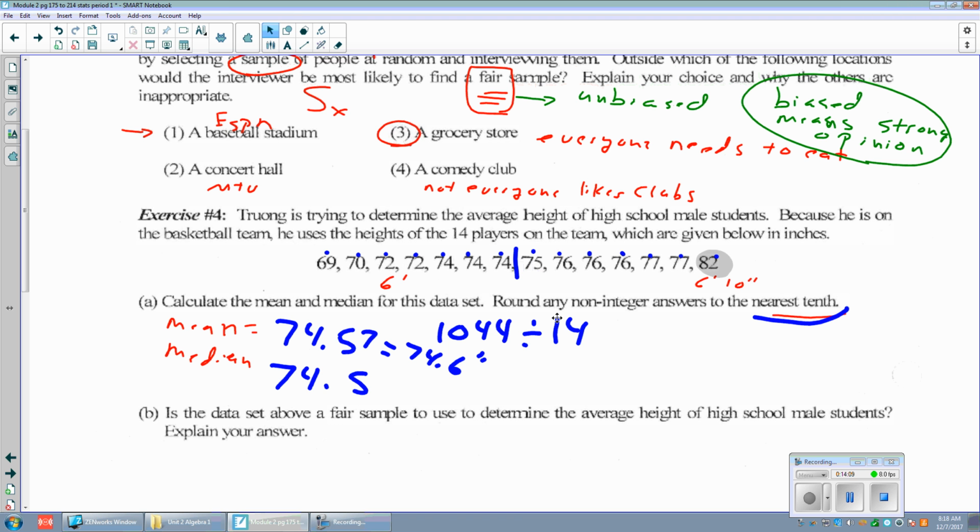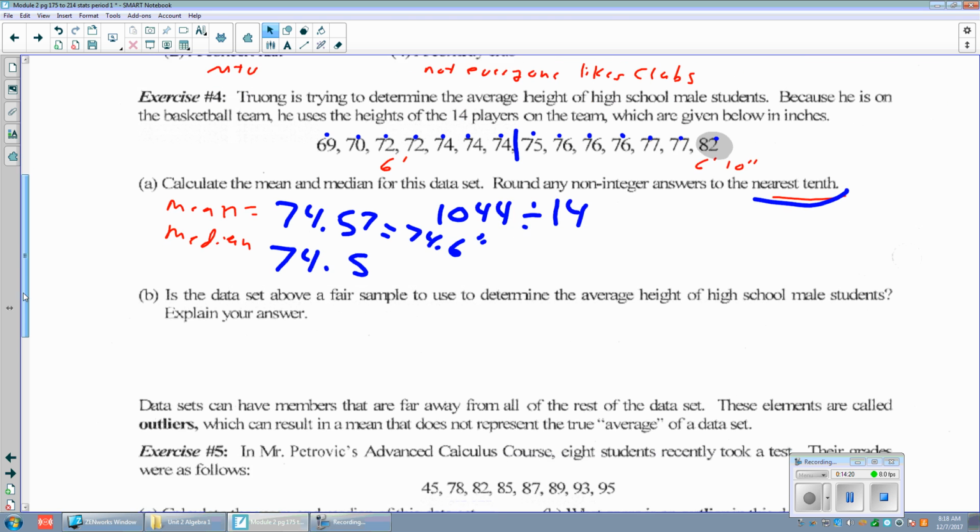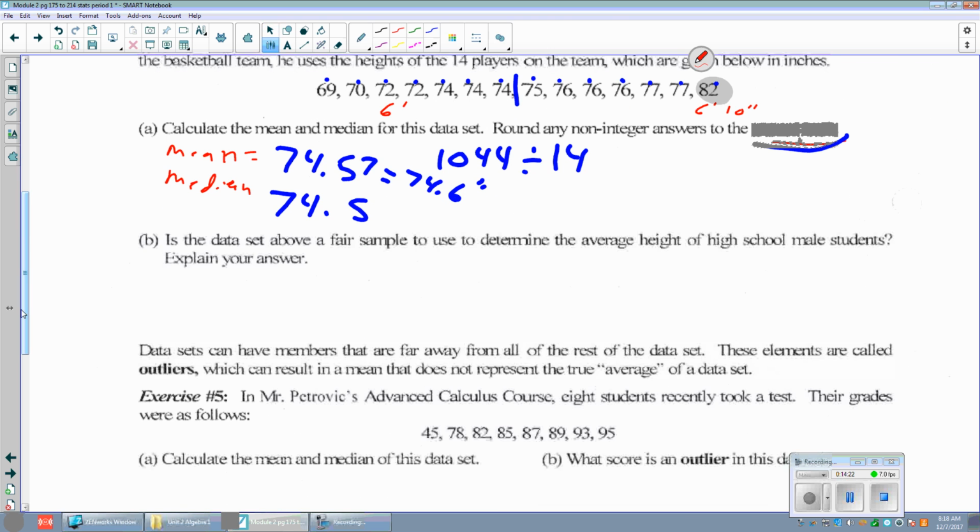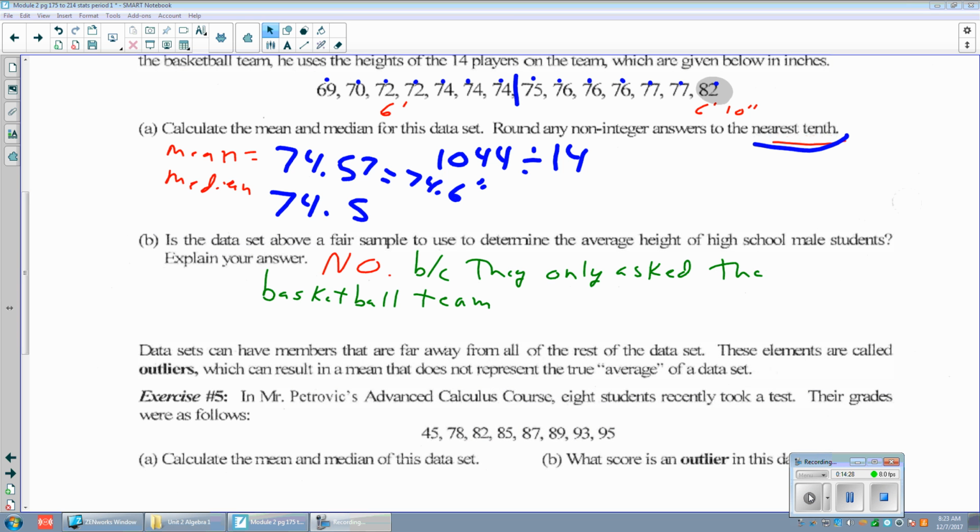Is the data set above a fair sample? Are they good people to ask for an average height? Choose to determine the average height of the high school male students? I am going to tell you it's no. You write down an explanation. So if you wrote down the fact that no, because they only asked the basketball team, you're almost right.